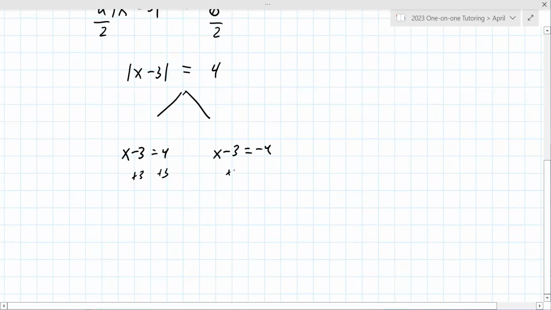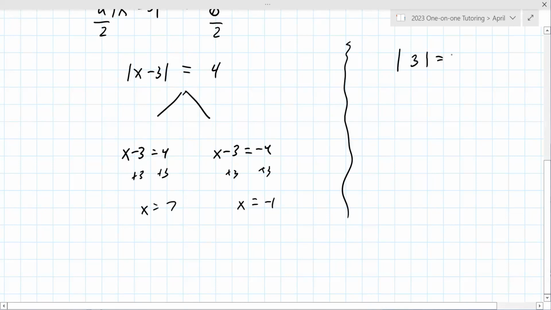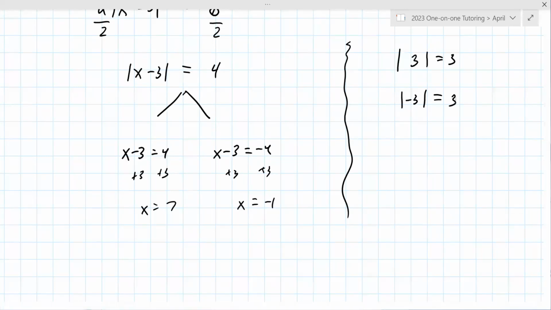Plus 3, plus 3. X equals 7. X equals -1. Okay, that's good. I do have one question. I thought when it's absolute value, the negative sign changes into a positive. The absolute value equaling a number, case 1 is the number, case 2 is the negative of the number. What you're referring to, which is correct, is if I give you the absolute value of 3, that's 3. Or the absolute value of -3, that's also 3. So it always returns positive, but in terms of solving, you set one equal to positive, one equal to negative. So let me give you a couple of these to try before we move on to inequalities.